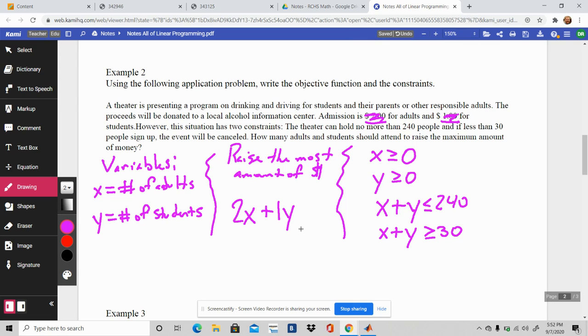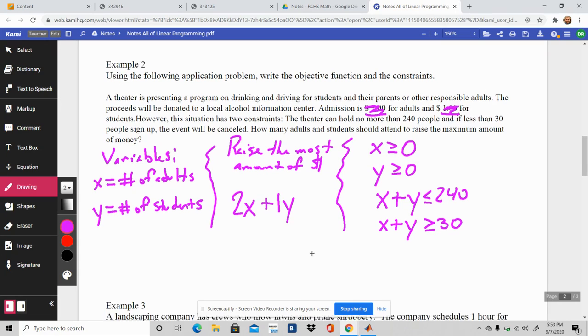So here is the setup for my problem. If I were to actually continue this problem, I would then graph these constraints. I would look for the feasible region where all of the shading overlaps. I would look only at the corner points of that feasible region. I'd plug them into this objective function, and then I'd look for my maximum value.